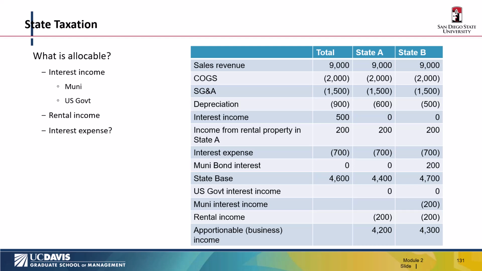So the U.S. government interest is not in the federal number, or not in our number to begin with. So it's out of the state base already, so no adjustment. The muni interest income is in there, but it's allocable. And the rental income is in there, but it's allocable. So again, we back both of those out, and we get the residual, which is the apportionable income.